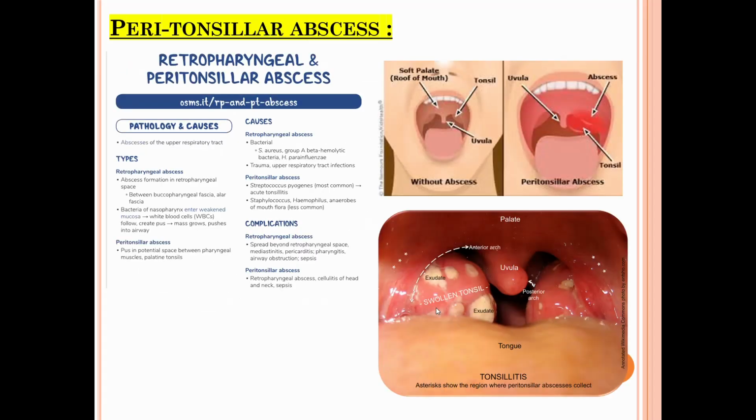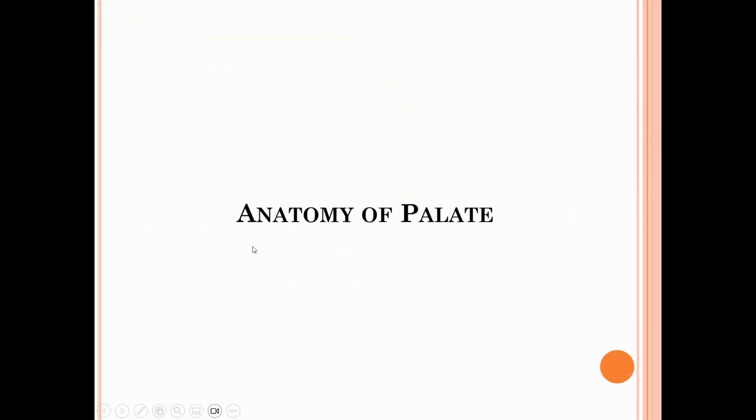What is peritonsillar abscess? So because of the infection of the tonsil, it can reach either to the retropharyngeal space or the peritonsillar space, so that will be leading to a retropharyngeal abscess, okay, or there can be a peritonsillar abscess, okay. So that is about the tonsil.